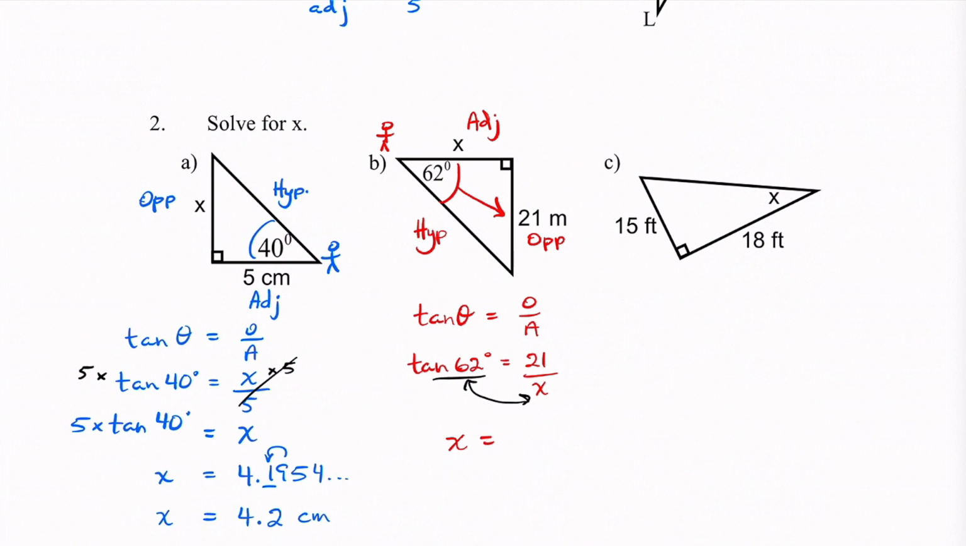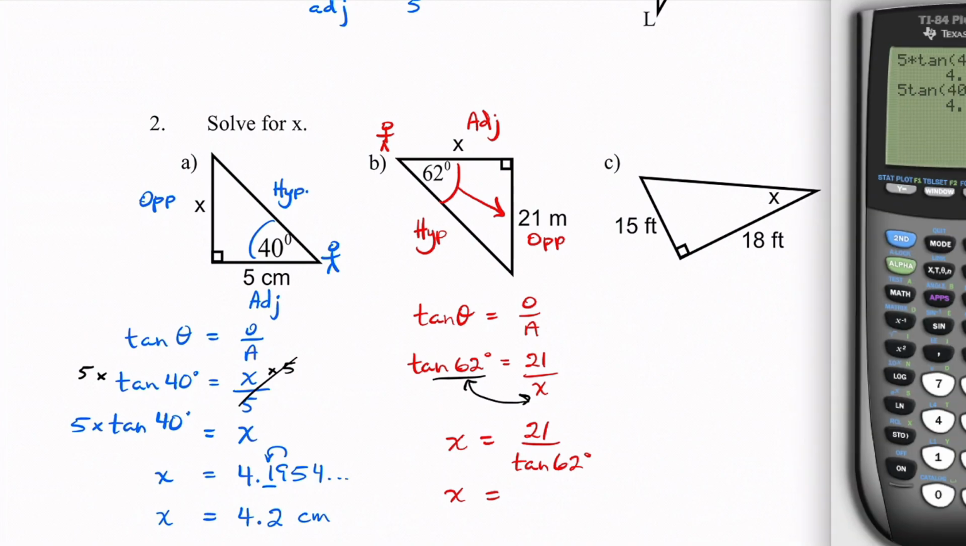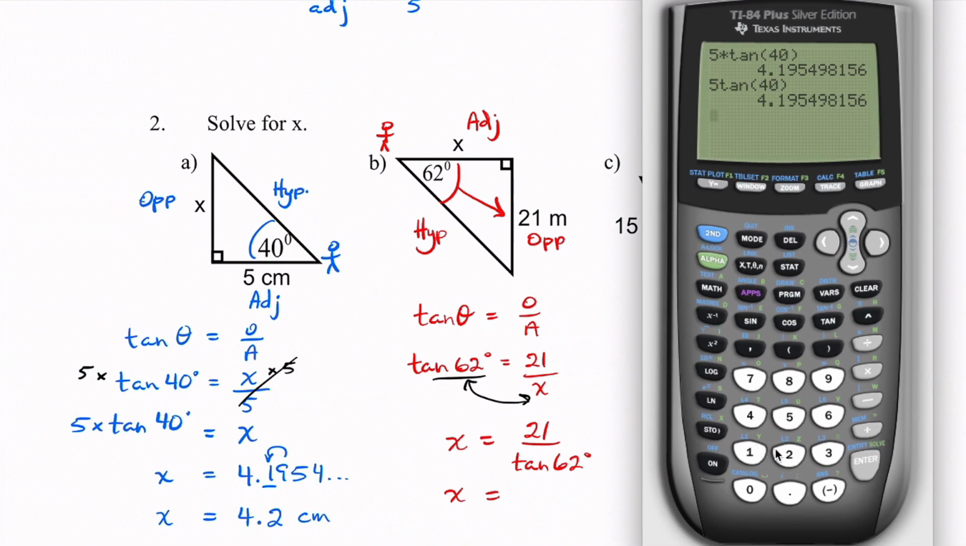Okay, so I switch those. I'm going to have 21 divided by tan of 62 degrees. We'll get back out our calculator and we'll put that in. So 21 divided by tan 62 degrees. Close our bracket. And we get 11.1658.